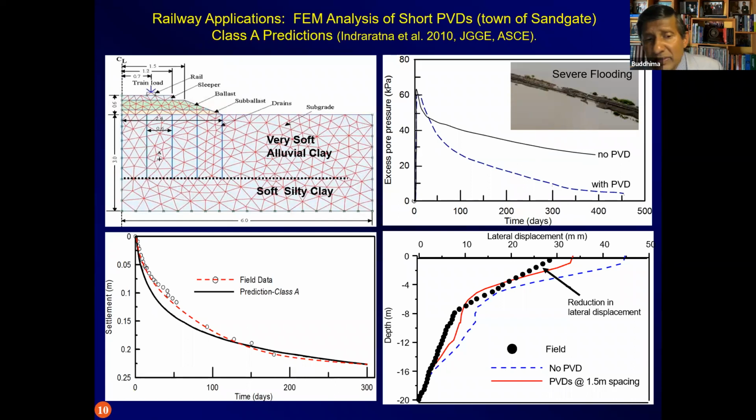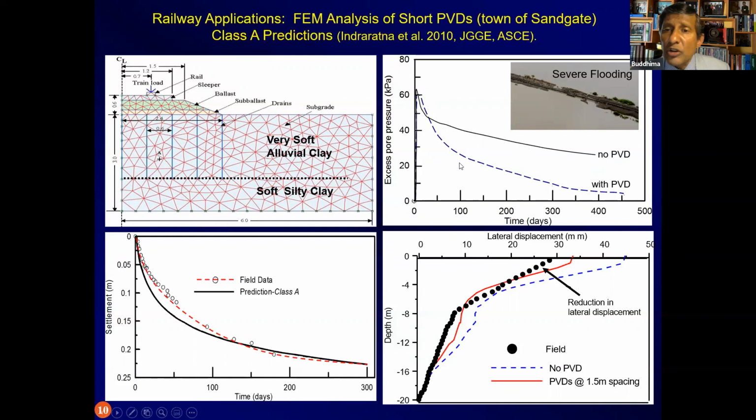So I was asked to make this Class A prediction before the track was actually constructed. Here is the prediction of the railway track settlement with time, and this is using the vertical drains. Once the field data was available, approximately 1.5 years after my predictions, this data was plotted here. You can see that the settlement predictions are very acceptable and quite close to the measured values. If you were to look at the excess pore water pressure development in this particular case, if we had not used PVDs, then the excess pore pressures would have been pretty high.